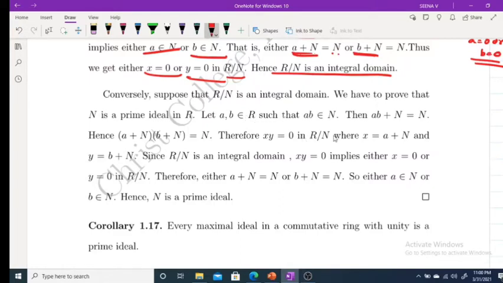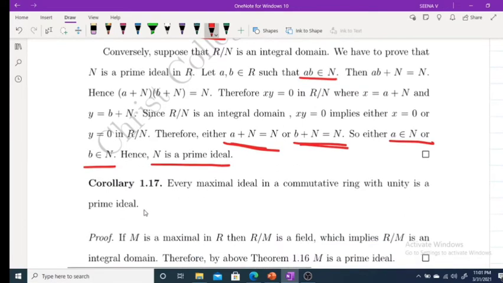xy equal to 0 in R over N means we have either x equal to 0 or y equal to 0. x equal to 0 in R over N means x equal to N. That is a plus N is equal to N or b plus N is equal to N. That means either a belongs to N or b belongs to N, because a plus N is equal to N only if a belongs to N, and b plus N is equal to N means b belongs to N. This implies N is a prime ideal, because we assumed ab belongs to N, and we get either a belongs to N or b belongs to N.